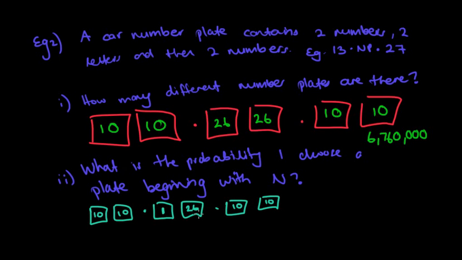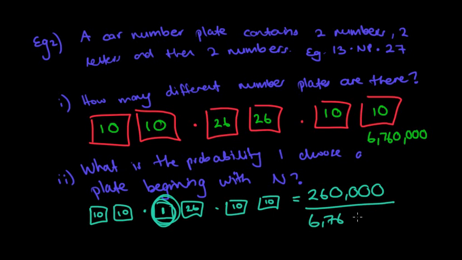Put that in my calculator, we get the answer of 260,000. Now remember, that's how many combinations there are that start with an N. If I want to put that as a probability, we put it over all the possible combinations, which is 6,760,000. Then we let our calculator do the work, and funny enough, it actually comes out with the answer 1 in 26. So that's the probability that I'm going to get a license plate that starts with an N.